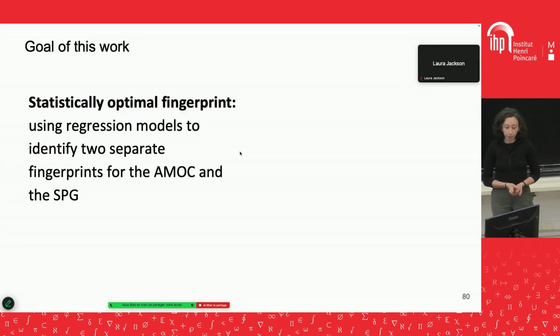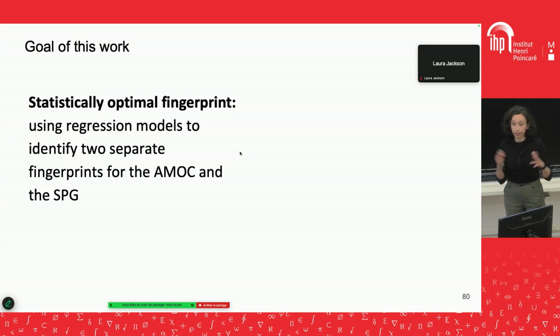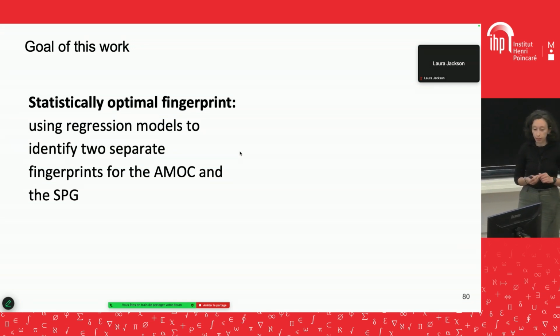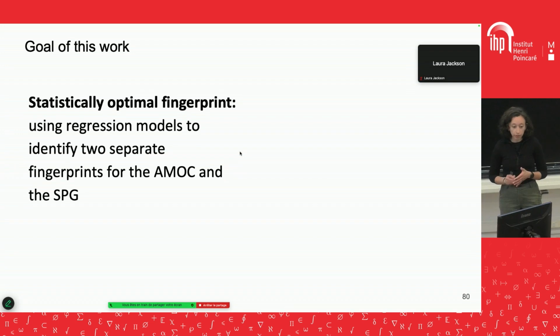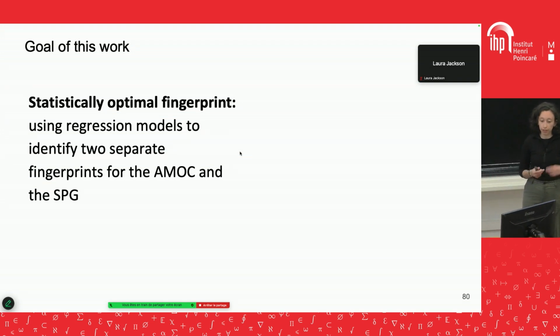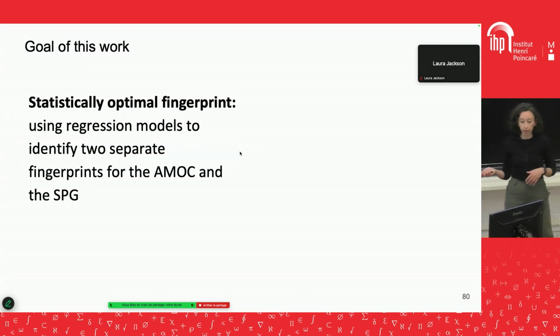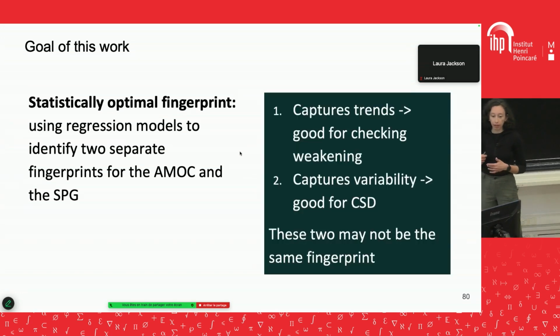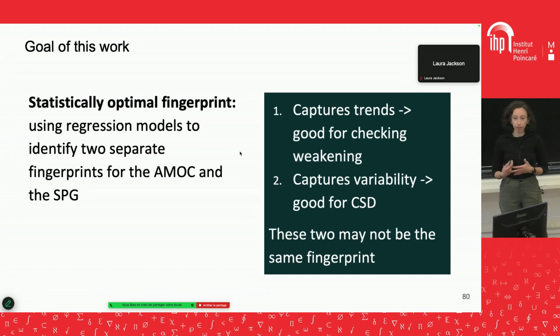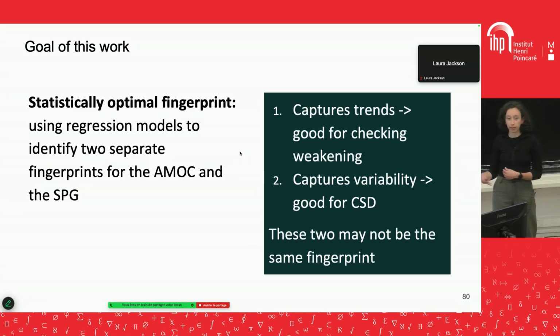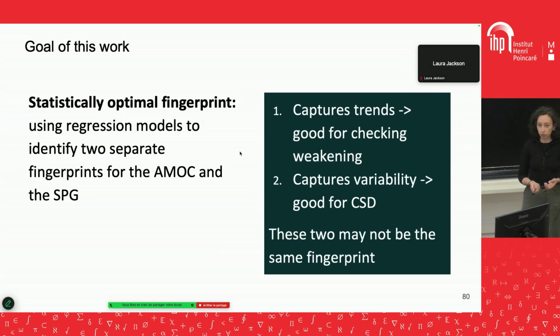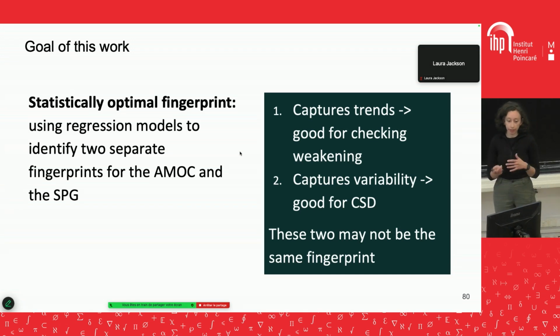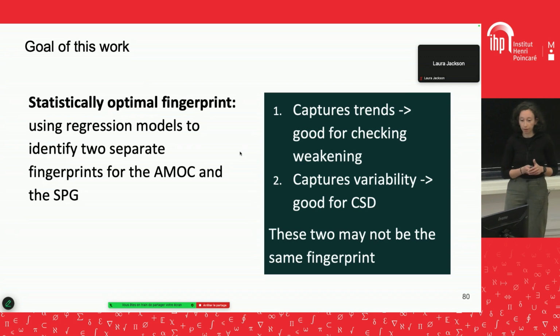Now, the goal of my work is to find a statistically driven optimal fingerprint that can be used in models. And I do this by using regression models. And I want to identify two separate fingerprints, one for the AMOC and the other for the SPG. The idea would be that if it's successful at capturing overall trends, then we can use it for a weakening analysis. And if it can capture variability, then it will be a better idea to use it also for critical slowing down. And these two may also not be the same fingerprint.